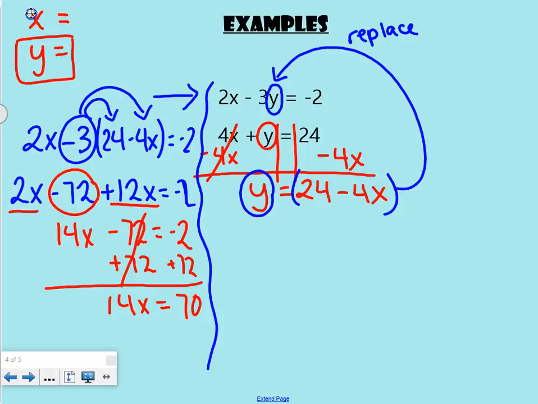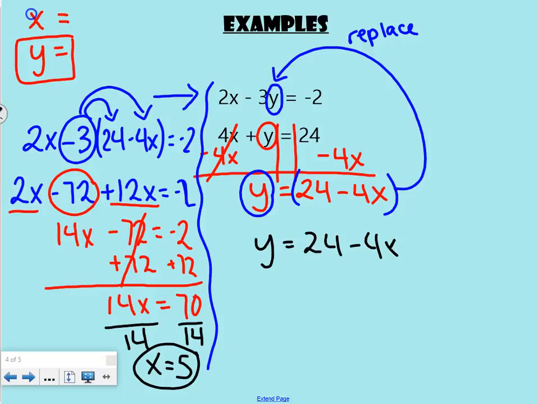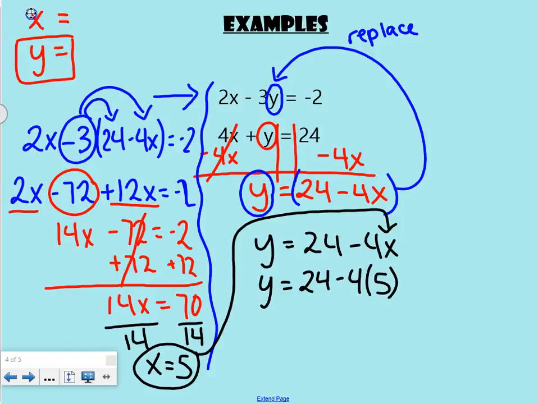Last step, to get x all by itself, we have to divide by 14 on both sides, and x equals 5. We're not done yet though. We have one variable, we need the other. We know right here y equals 24 minus 4x. We need to take this value and plug it in for x. So y equals 24 minus 4 times 5. Y equals 24 minus 4 times 5 is 20. So y equals 24 minus 20, which is 4.